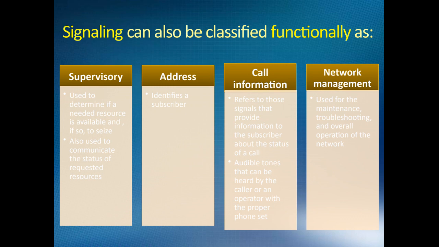So the signaling can also be classified functionally. We have supervisory signals, which are used to determine if a needed resource is available or busy. We have address, which identifies a subscriber. We have call information, which refers to those signals that provide information to the subscriber about the status of a call.